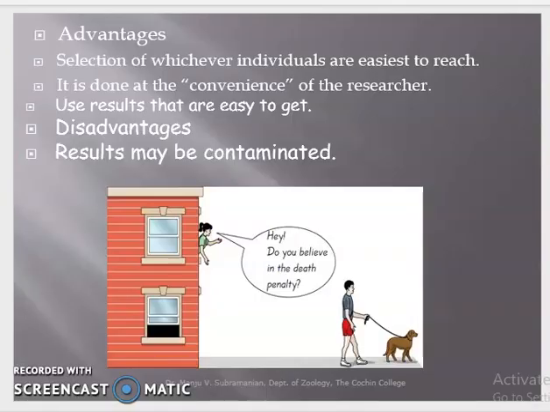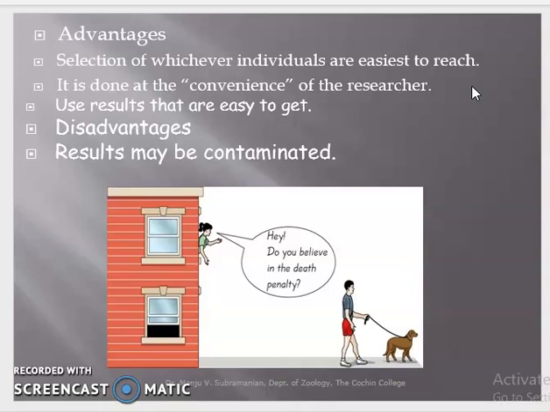We will just continue with the advantages. That is a selection of whichever individuals are the easiest to reach. So we are able to collect the data from the individuals to whom we have easy access, and it is done at the convenience of the researcher, and the result which we are getting will be of an easy type.